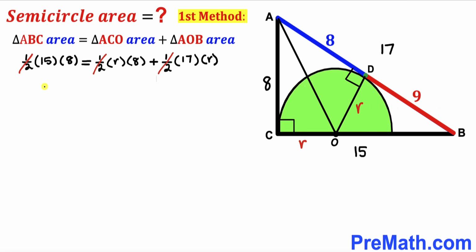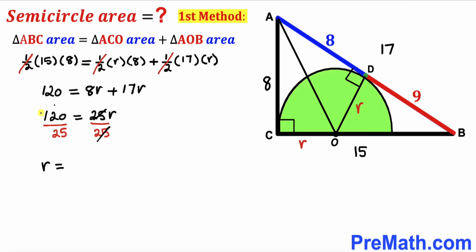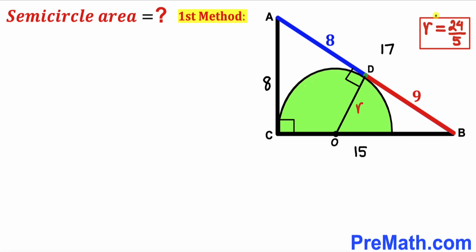And if we multiply, that is going to give us 120 equals 8 times r plus 17 times r. Let's divide both sides by 25 to isolate radius r. This is gone. So therefore, if we reduce this one, that is going to give us 24 divided by 5. So thus the radius of this green semicircle turns out to be 24 divided by 5 by using the very first method. And now let me show you the second method as well to calculate this radius lowercase r.